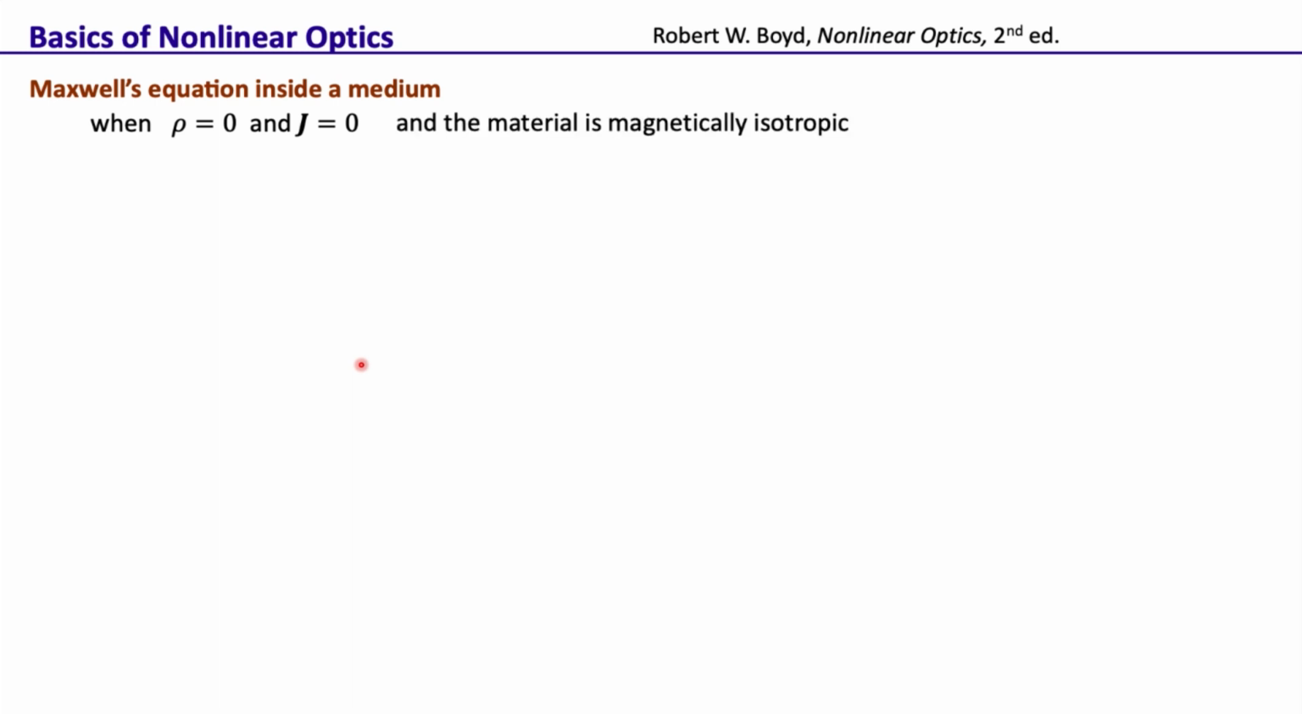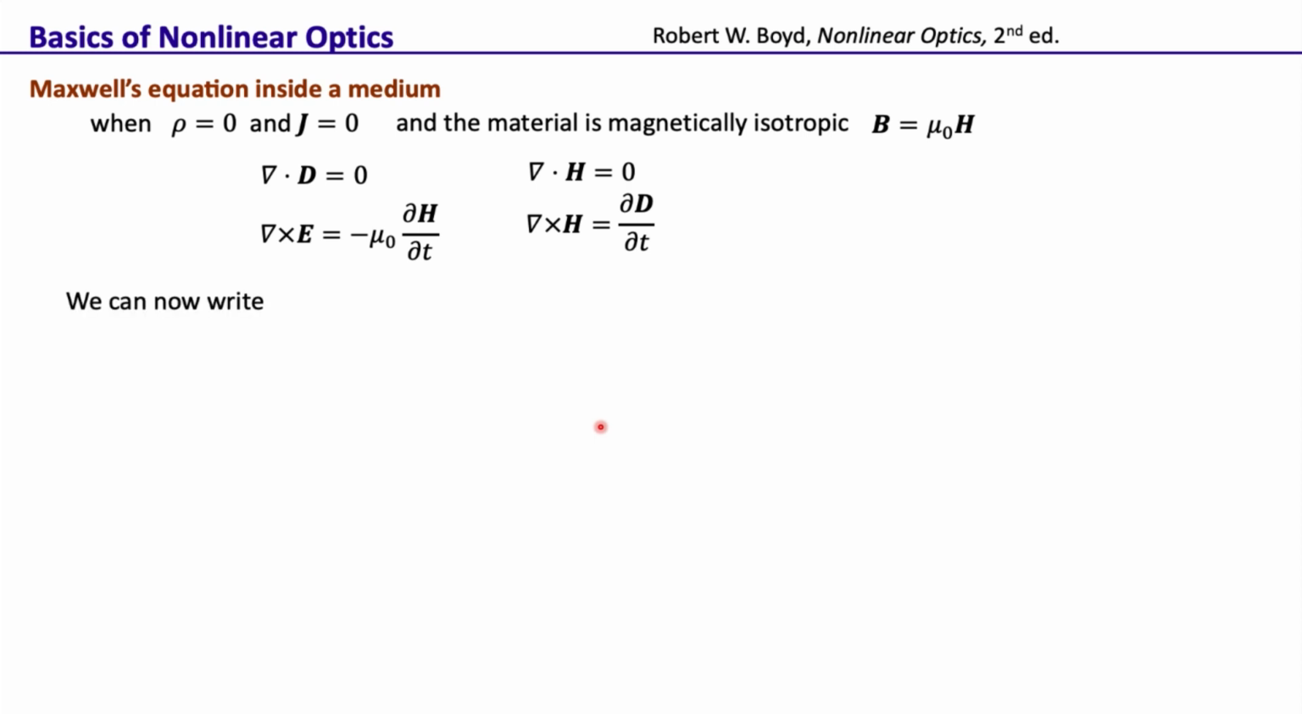Now, since we are talking about fields, we also need to talk about how the field propagates inside the nonlinear medium. So let's take the simplest situation: rho equal to 0, J equal to 0, and the material is magnetically isotropic, that is B equal to mu naught H. In this case, that's the set of Maxwell's equations. Now here we can take this one and write del cross del cross E, I'm just taking the curl on each side. So minus mu naught del by del t of del cross H. Now this del cross H is del D by del t.